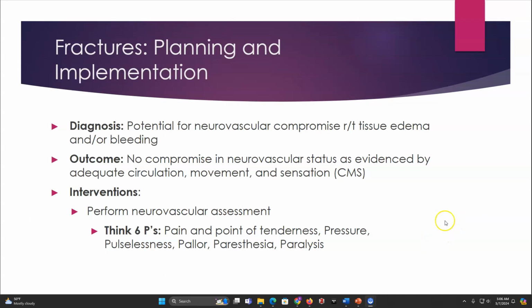So diagnostic-wise, we do want to watch for neurovascular compromise related to tissue edema or nerve bleeding. So we're going to be doing our circulation checks, movement checks, and sensation checks, commonly called CMS checks. That's part of your neurovascular assessment. But think about your 6Ps or even 7Ps: pain, point of tenderness, pressure, pulselessness, pallor, paresthesia, paralysis. The seventh one that I've heard of is pistol shot, so like a really rapid onset.